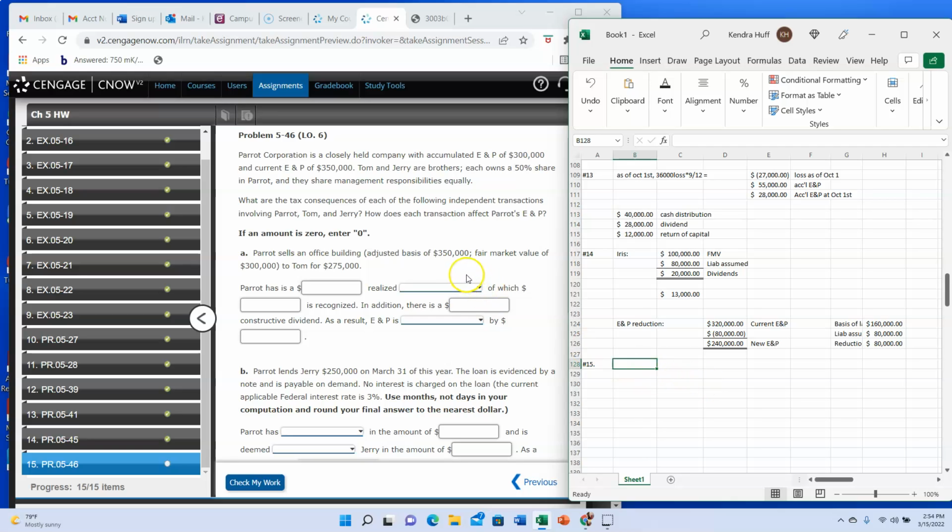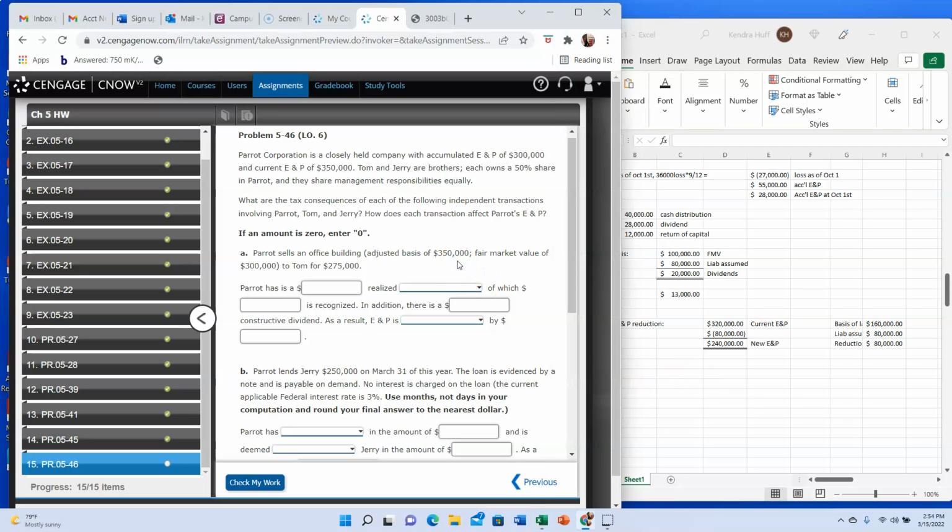All right, Parrot Corp is a closely held company with accumulated E&P of $300,000 and current E&P of $350,000. So they have a total of $650,000 in E&P. Tom and Jerry are brothers. Each owns a 50% share in Parrot, and they manage responsibilities equally. What are the tax consequences of each of the following independent transactions involving Parrot, Tom, and Jerry? How does each transaction affect Parrot's E&P?